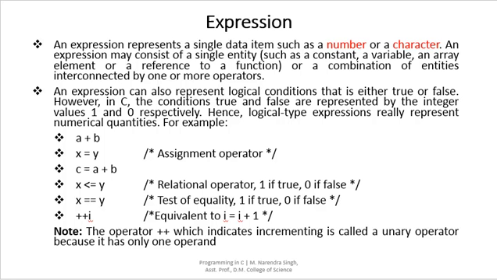The expression ++I is equivalent to I = I + 1, which means increase the present value of I by 1 and store that value to I again. The operator ++, which indicates incrementing, is called a unary operator because it has only one operand, I. Similarly, we have the -- unary operator, which we will be covering in the next chapter.